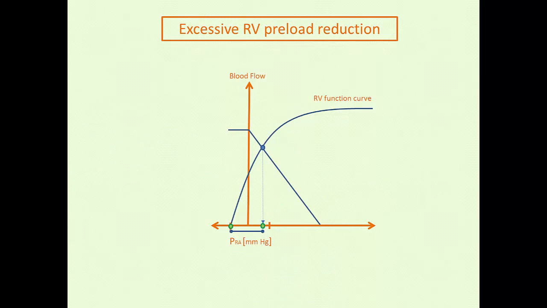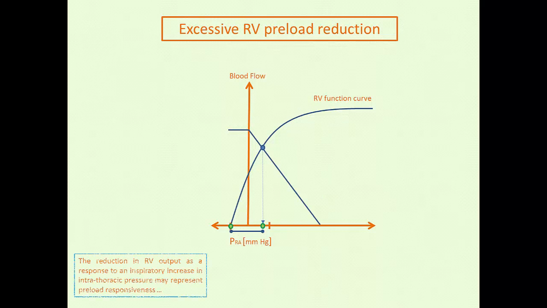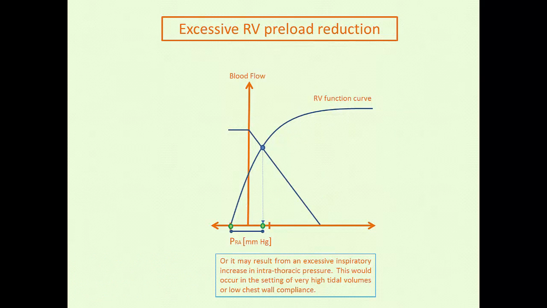What about excessive preload reduction? Well, we've kind of talked about this physiology a little bit already. The reduction in RV output could represent preload responsiveness, as we saw. Or it could result from excessive inspiratory increase in intrathoracic pressure. So this could occur in the setting of very high tidal volumes or low chest wall compliance.